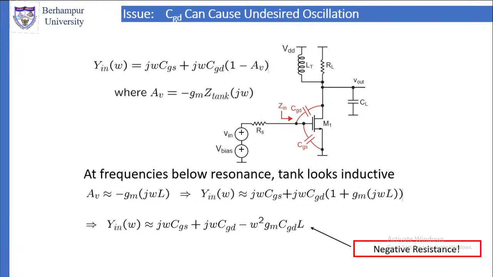Now if you look at this expression, we have an omega square term which is negative. Which means Yin can be negative. The real part of Yin is negative, which gives you a negative resistance. The imaginary part is capacitive. The real part is the resistive part, and the resistive part is negative. So the admittance is negative, therefore the resistance is also negative.